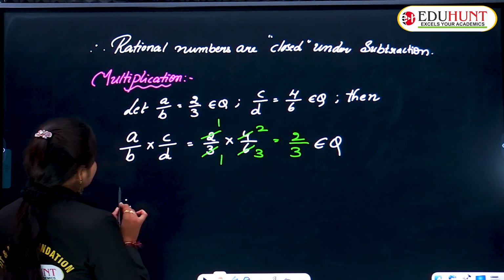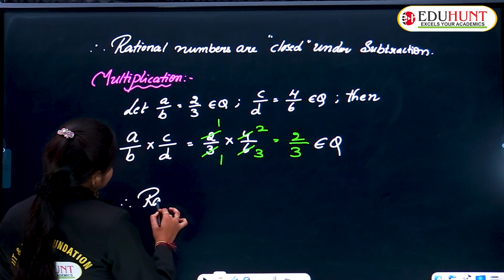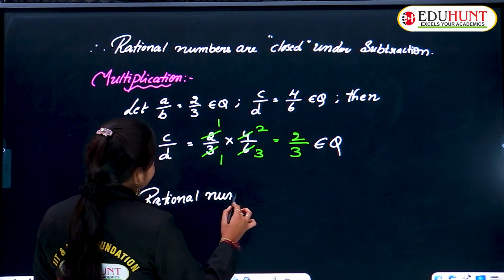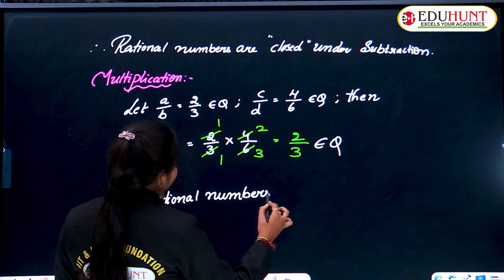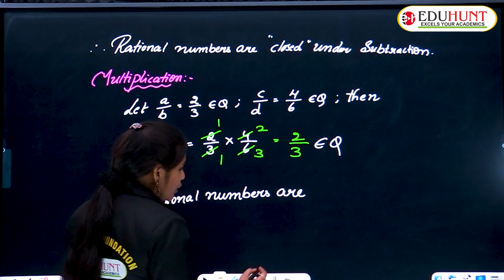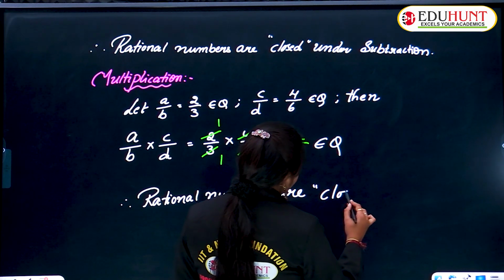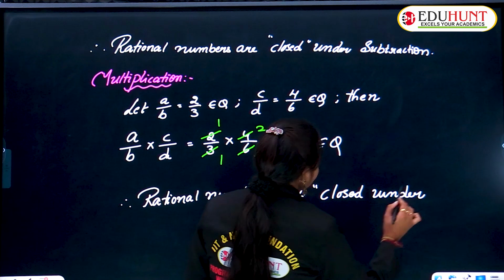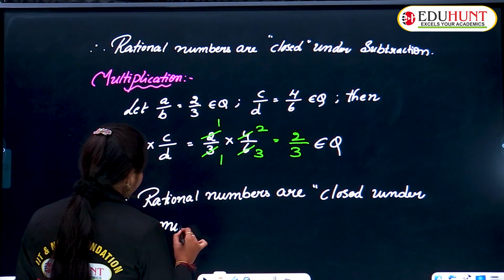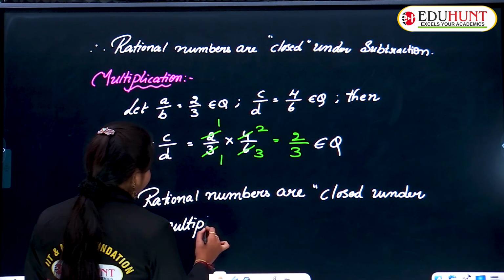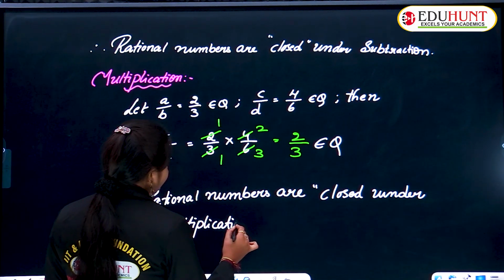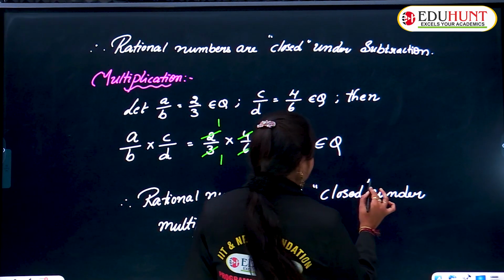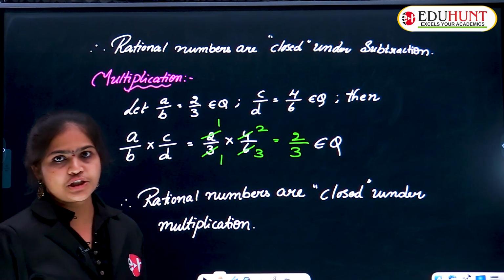That's why what we can say here, ma? Rational numbers are closed under multiplication. Closed under multiplication. Am I clear to you? Okay. So this is satisfied under multiplication also.